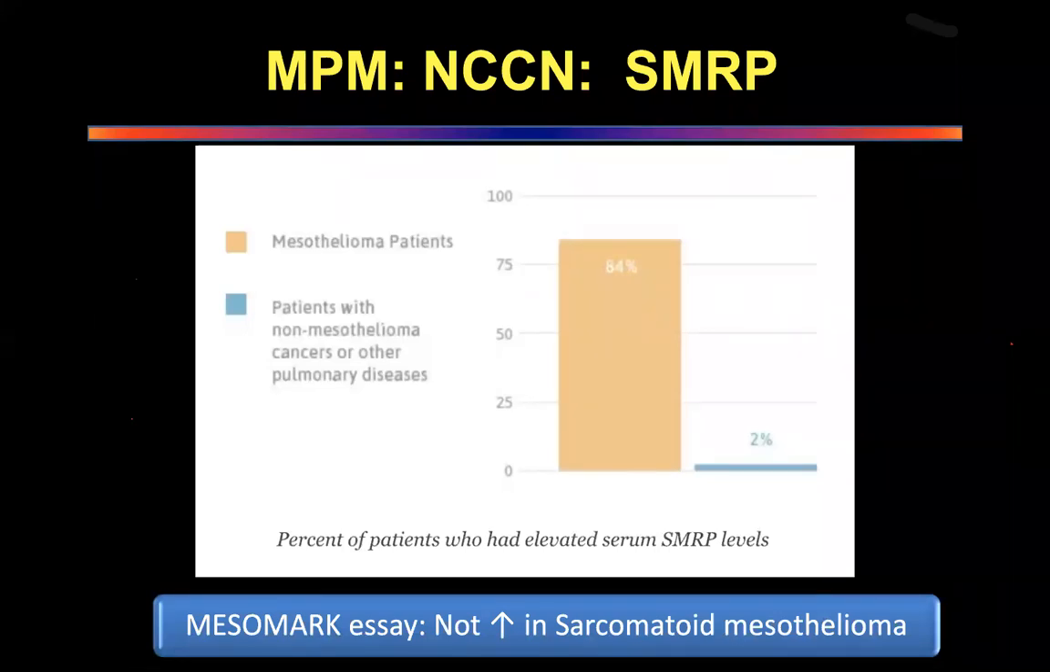So biomarkers in mesothelioma cannot be used in isolation. The trade name for the SMRP is Mesomark. So you send for a test which is called the Mesomark assay. And the Mesomark assay is the only biomarker which works well at the moment, according to the latest literature. But I'll tell you about all the other biomarkers.